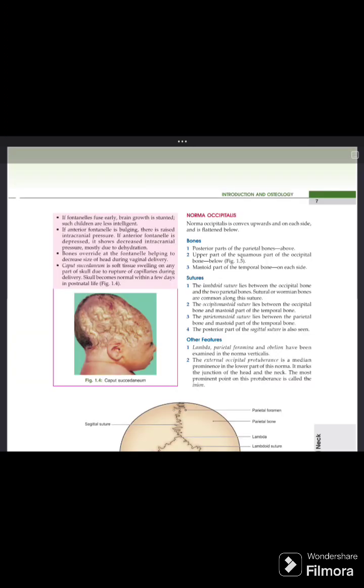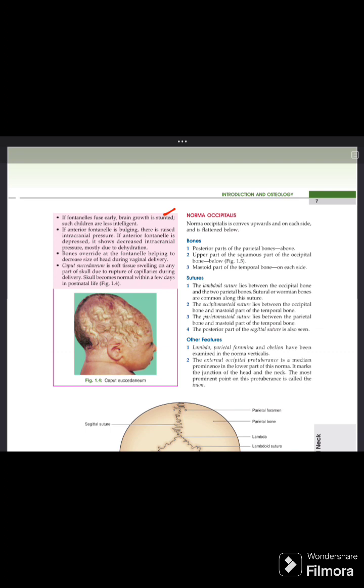Okay, if fontanelles fuse early, brain growth is stunted and children are less intelligent. If the anterior fontanelle is bulging, there is raised intracranial pressure, and if it is depressed, it shows decreased intracranial pressure, mostly due to dehydration.